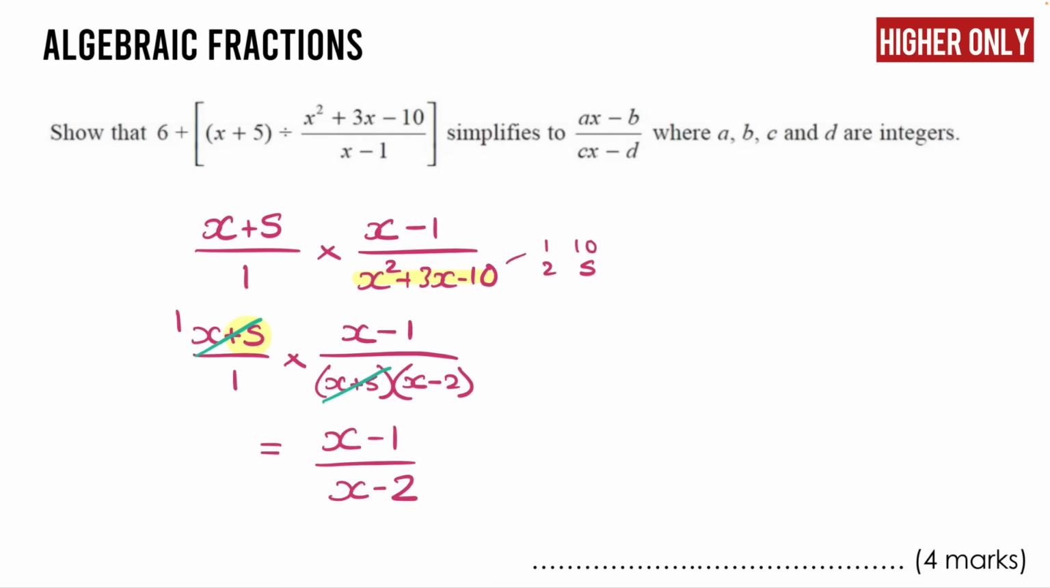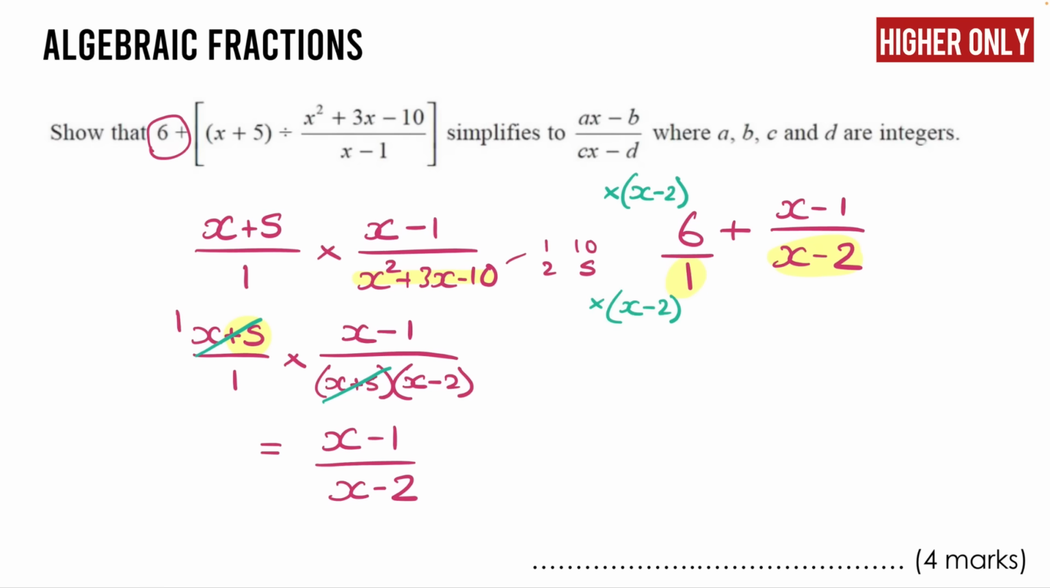Now, it did ask us to add that to the number 6. So now I have to do 6 plus x minus 1 over x minus 2. Now 6 can be written as a fraction, 6 over 1, and we need these to have a common denominator. At the moment, one of them's 1 and one of them is x minus 2. So we can times this left fraction by the x minus 2, which will give us a denominator of x minus 2. We just need to be careful with that numerator there.